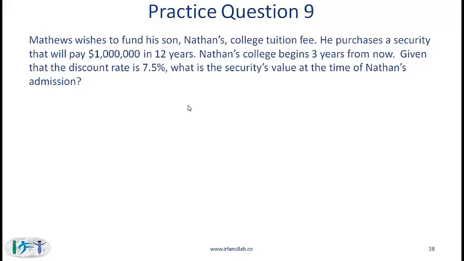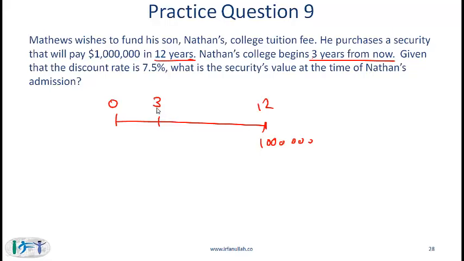Let's try this problem now. For a problem like this, it is useful to first draw the timeline. The security will pay $1 million in 12 years. So if this is time 0, this is time 12, this is where we are getting $1 million. College will begin 3 years from now. So that's at the end of 3 years. Notice that 3 years from now means end of 3 years. On the timeline, wherever you see the number, that number represents the end of that year. This is end of year 3.